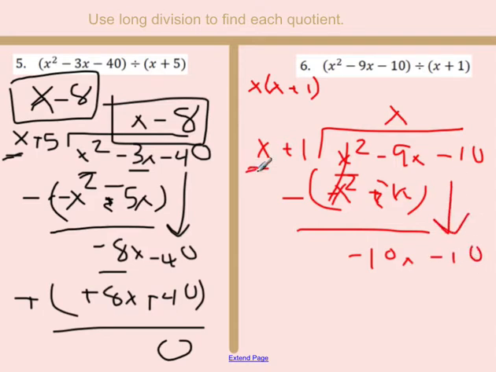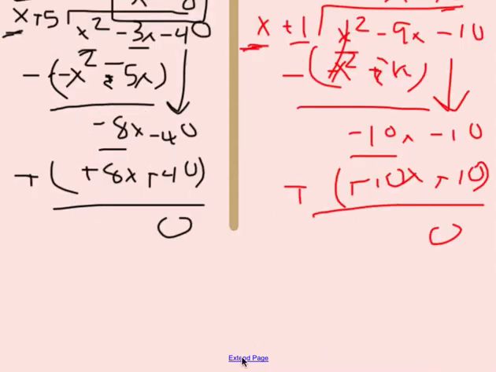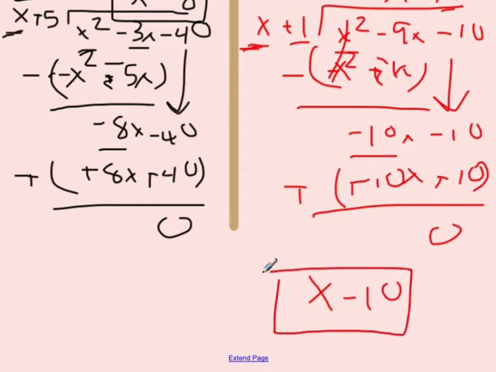So what do I need to multiply x by to get to a negative 10x? Again, just focusing on that first term. And that's going to be a negative 10. So I'm taking negative 10 and multiplying it by each of those terms. So I get negative 10x minus 10. Again, that's being subtracted off, so I can change the signs of everything, and again, I end up getting a remainder of 0. So my answer then is just x minus 10 for number 6.